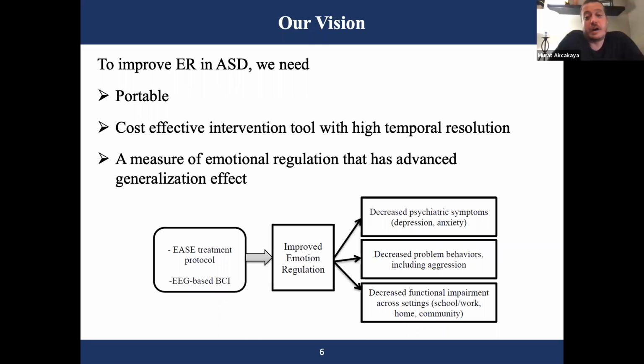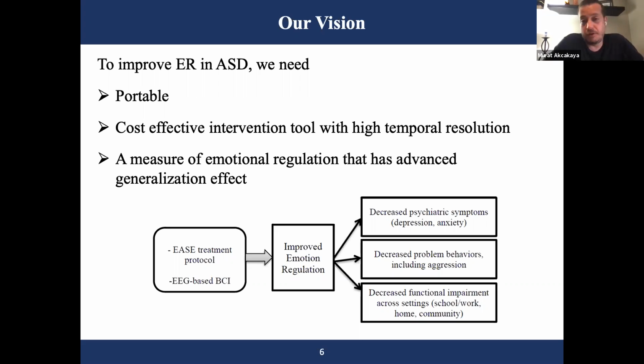What we are envisioning as a team is that we would like to improve ER for individuals with ASD. We would like to develop a system that's portable, cost-effective, and has high temporal resolution, meaning that we can intervene very quickly. And then it's going to have a measure of emotional regulation that can be generalized to activities of daily living. For this purpose, we would like to develop an EEG-based brain-computer interface, and tightly integrate it to the EASE clinical treatment protocol developed by my clinician colleagues.